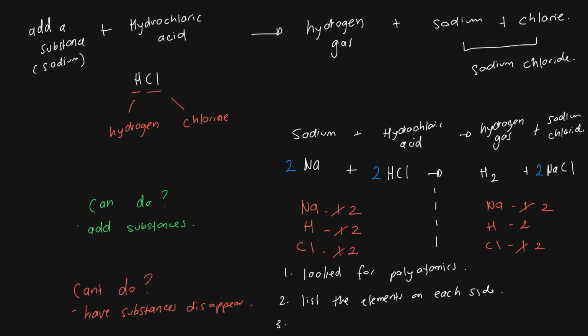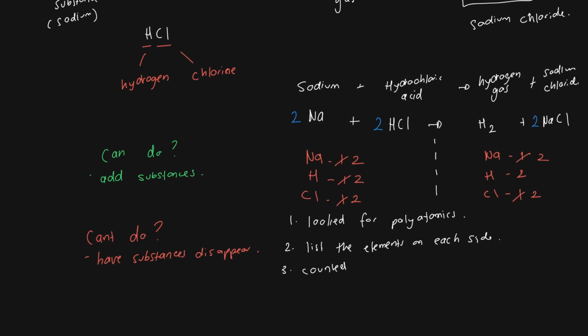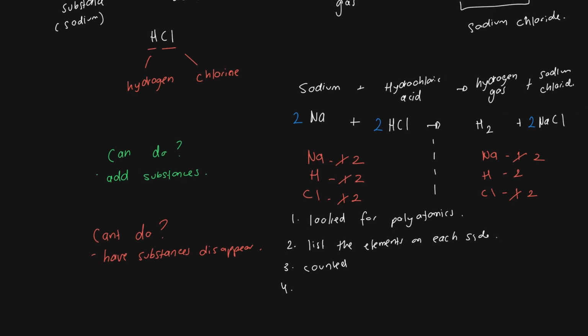Okay, after we listed the elements, we counted them, and then the fourth step is we moved back and forth between the reactants and products.